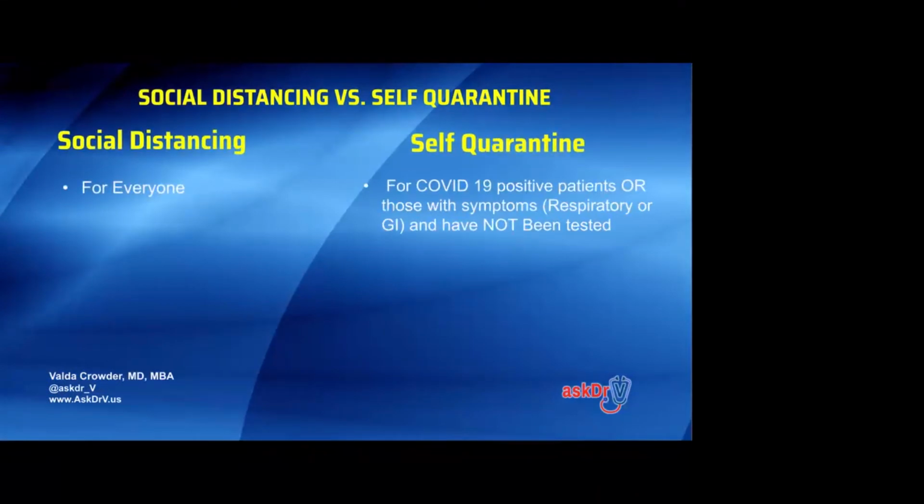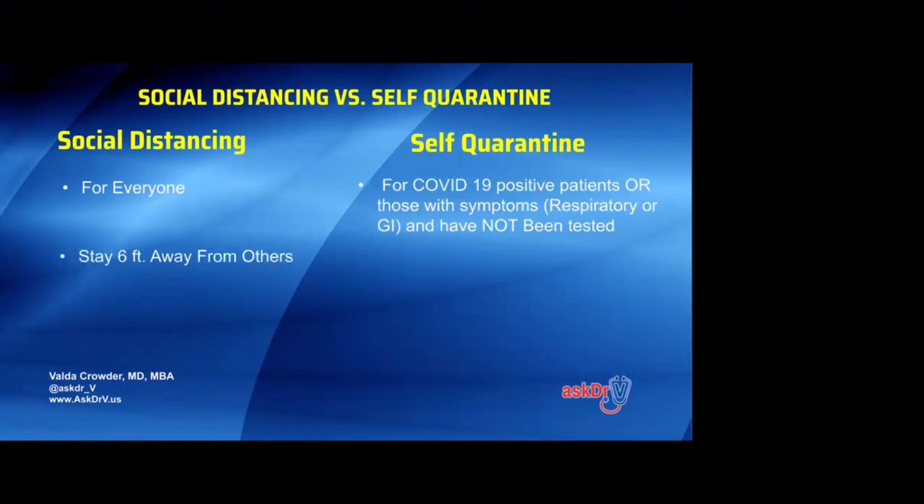Social distancing versus quarantining. So this is important. Social distancing right now is for everyone, which is staying 6 feet away. Self-quarantining is when you actually have the symptoms of COVID-19, or you're positive, or you've been tested and you're waiting for a result. Self-quarantine is complete isolation. It is done for 14 days.